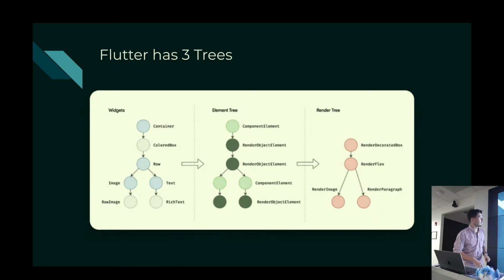During development, the only tree you are really interacting with here is this widget tree. And this is that declarative UI that you're writing in your Dart files in the build method. So where you're writing the container, which has a row in it, an image, and a text.